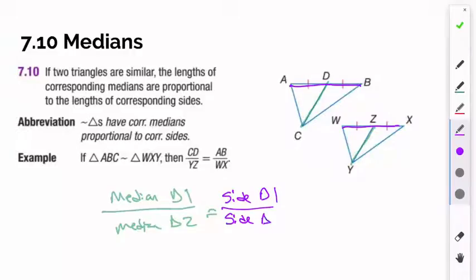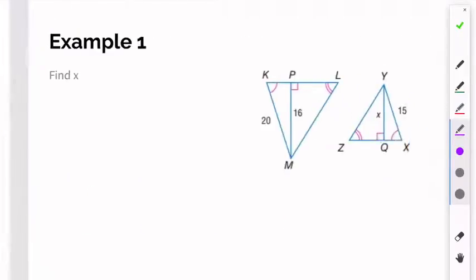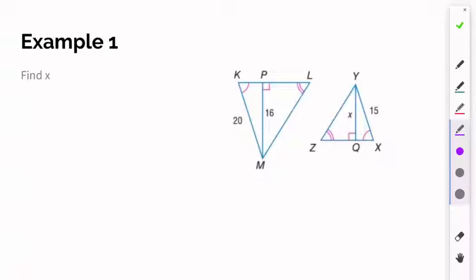So side triangle 2. Make sure they're corresponding sides. All right, so let's look at a couple of examples where this shows up. Example 1 says to find x. Well, first of all, what are we dealing with here? Looks like we are dealing with an altitude, right? Because we're looking at the height of this triangle.